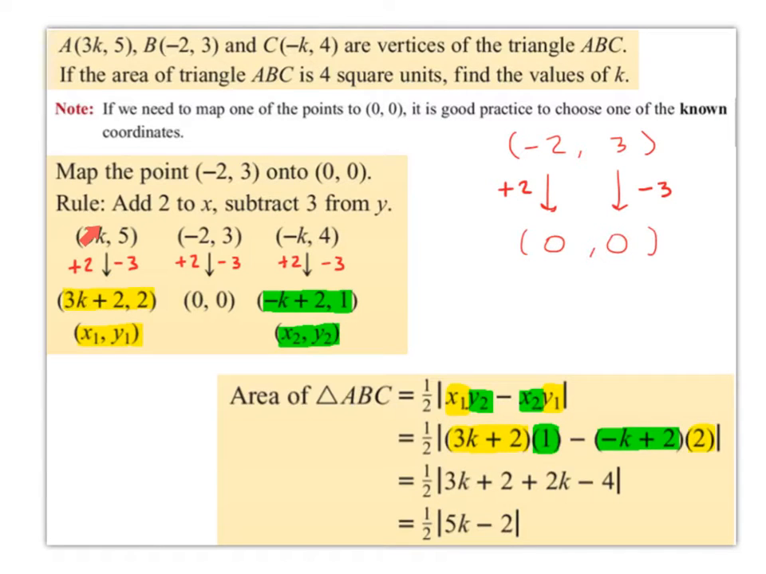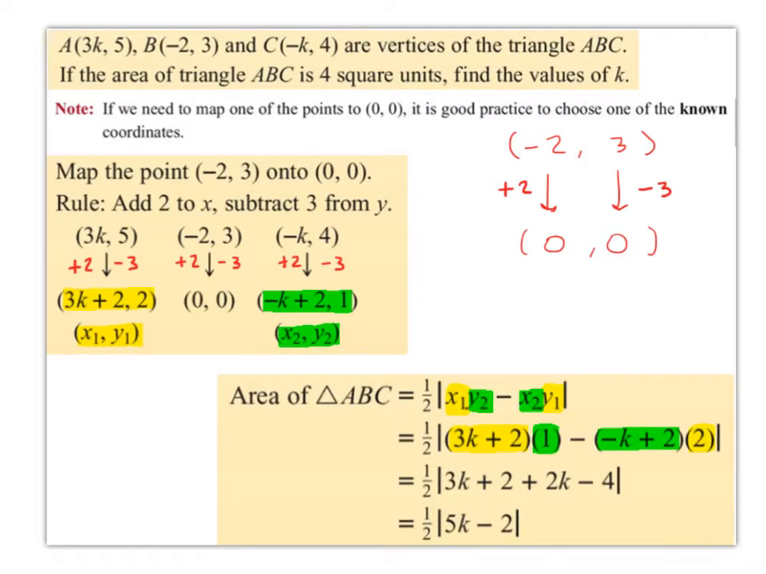So 3k plus 2 is going to be 3k plus 2. And 5 minus 3 is 2. We already made minus 2, 3 become 0, 0. And then minus k plus 2 is going to be minus k plus 2. And 4 minus 3 is going to be 1. So 3k plus 2 is our x1 value. 2 is our y1 value. Minus k plus 2 is our x2 value. And 1 is our y2 value.